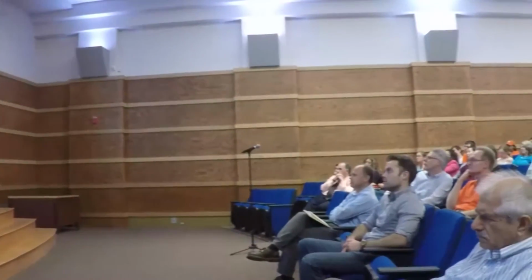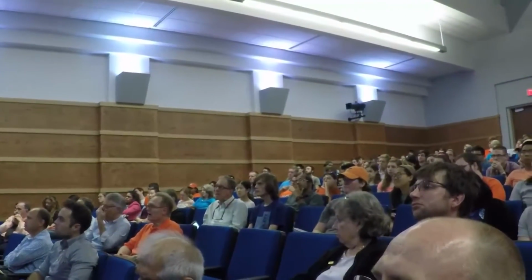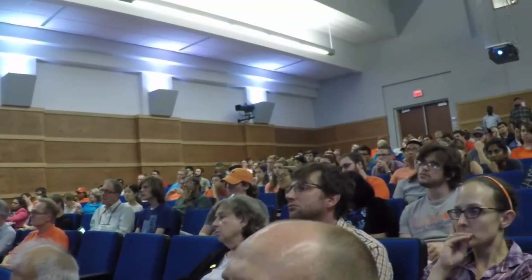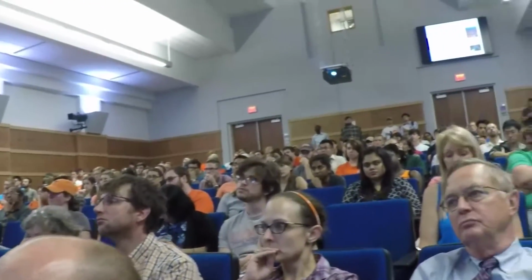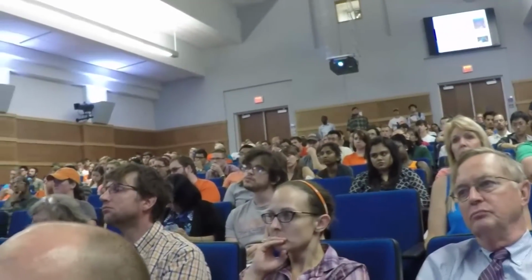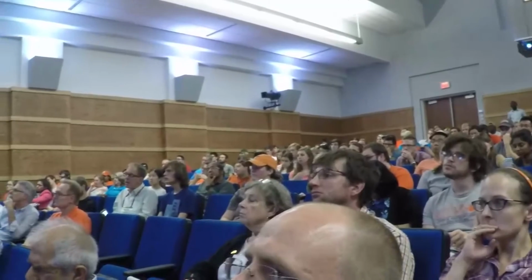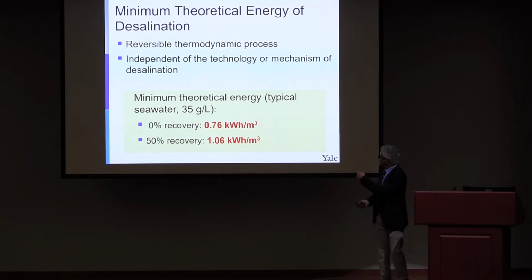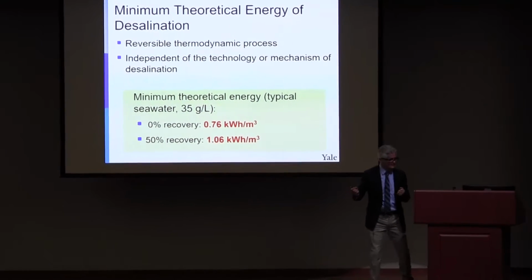50%. Remember this number. When you do this calculation for seawater, which is 35 grams per liter, if you take one drop of water, which we call zero recovery, it's 0.76 kilowatt hour per cubic meter. One cubic meter is 1,000 liters or one ton of water. If you have 50% recovery, meaning you extract 50% fresh water and are left with 50% brine, the energy is about 1.1 kilowatt hour per cubic meter. So remember this number: you can never desalinate by any technology with less than this value at 50% recovery, which is the way we desalinate seawater nowadays.